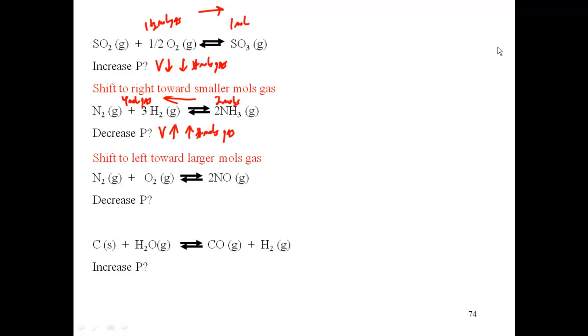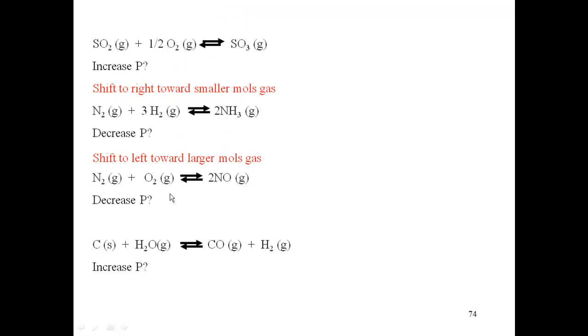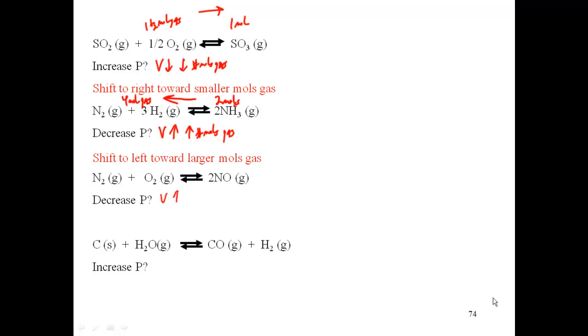Decreased pressure, well, that's the same thing as saying an increase in volume, which is an increase in the number of moles of gas. Well, how many moles of gas do I have on my reactant side? Well, 1 nitrogen and 1 oxygen, that's 2 moles of gas. How many moles of gas do I have on the product side? Well, I've got 2 moles of gas on the product side. Therefore, it's the same number on both sides. There's no advantage shifting one way or the other. Therefore, there'd be no shift, no change in shift. It's not going to cause it to go one way or the other.